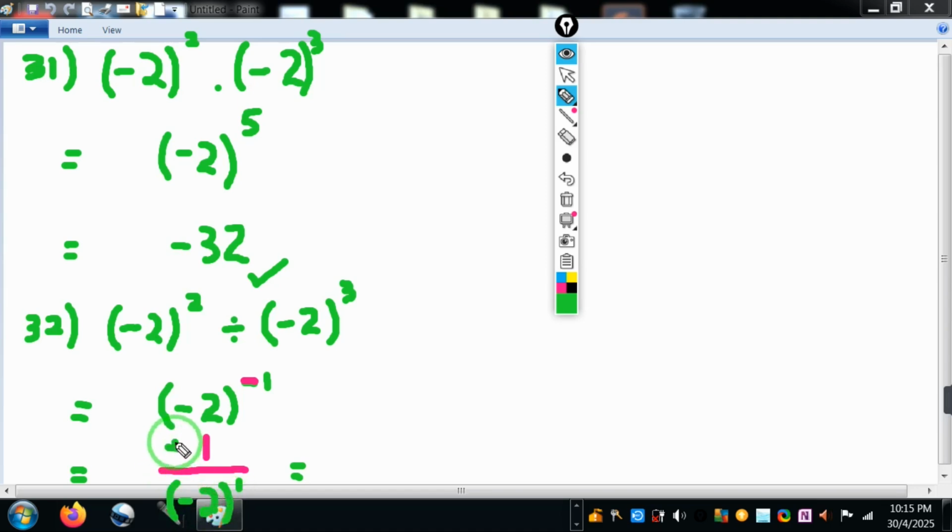However, there is a plus on top. Positive divided by negative is negative. Straight away, you put the answer as negative 1 over 2. Please don't leave the negative at the bottom portion in the denominator. 100% correct. Let's go to 33.